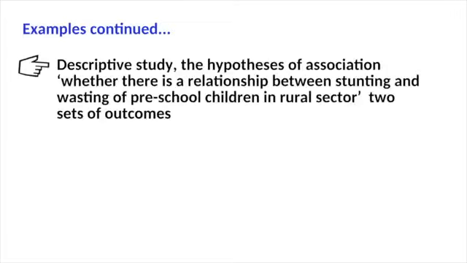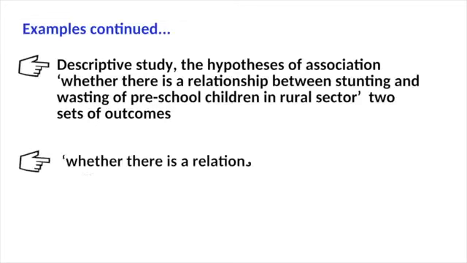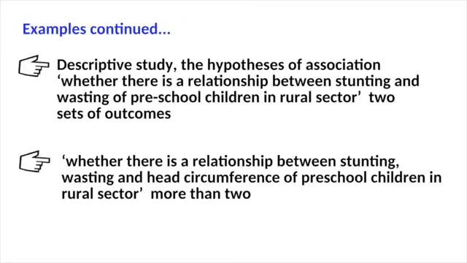Similarly, if in a descriptive study, the hypothesis of association is being tested and the question to be answered by statistical testing is whether there is a relationship between stunting and wasting of preschool children in rural sector, it indicates that two sets of outcomes are being tested. If the research question is to test whether there is a relationship between stunting, wasting and head circumference of preschool children in rural sector, it indicates that more than two outcomes are being tested.